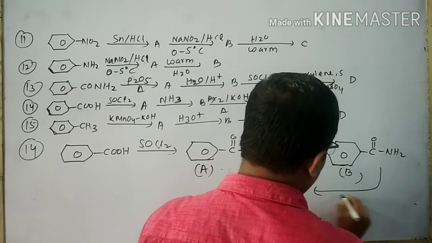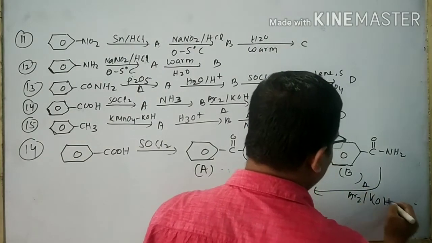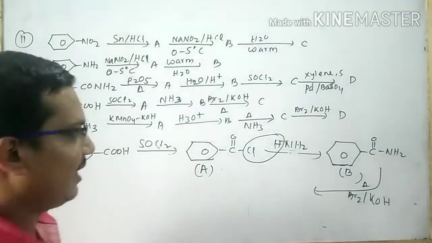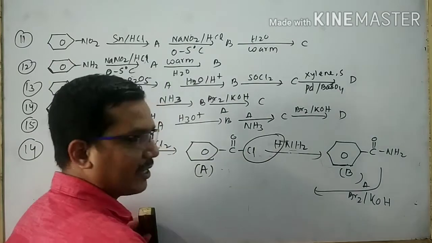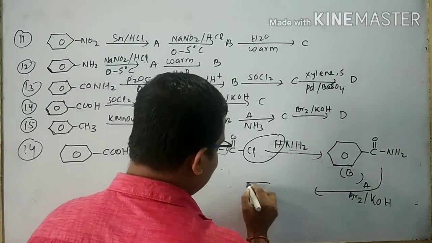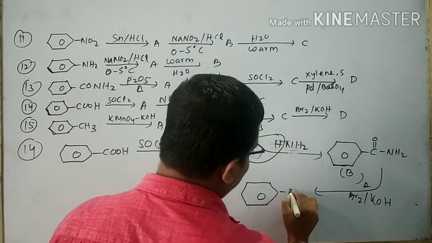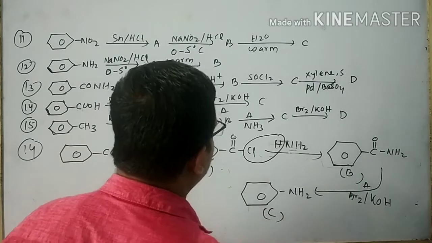Now it is treated with Br2 in the presence of KOH. That is said to be Hofmann bromamide reaction. So an amine product is formed with one carbon atom less than this amide. That means we think about the preparation of aniline. It is considered as your C product.